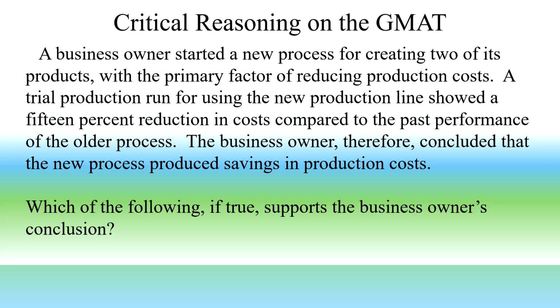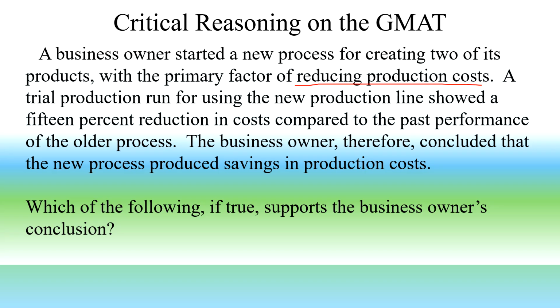A business owner started a new process for creating two of its products with the primary factor of reducing production cost. A trial production run using the new production line showed a 15% reduction in cost compared to the past performance of the older process. The business owner therefore concluded that the new process produced savings in production costs.